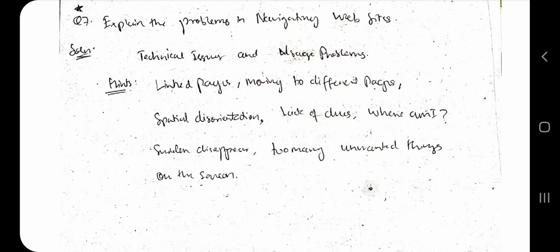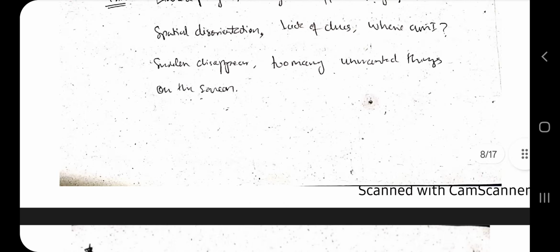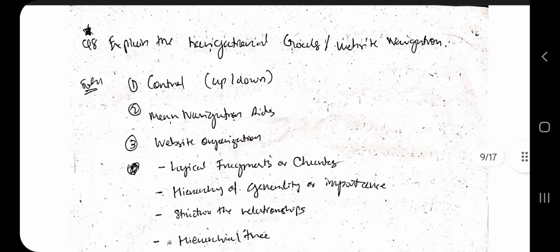You have to mainly highlight two words: technical issues, which is regarding the system resources, and usage problem, how you are facing difficulty in using. Few hints are linked pages, moving to a different page, spatial disorientation, lack of clues, where am I, you're not aware of where you are present in the website, sudden disappearance, too many unwanted things on the screen.